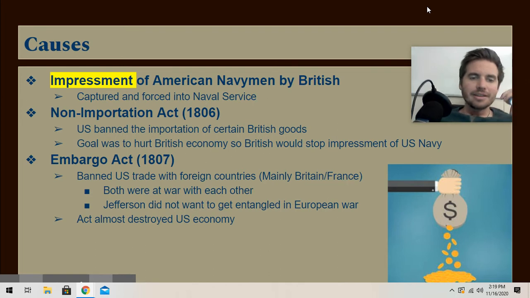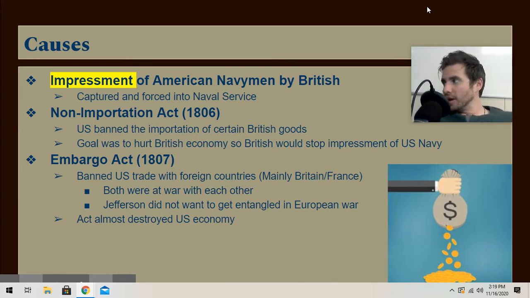So the Embargo Act of 1807, what it did is it banned U.S. trade with foreign countries, mainly Britain and France, because that is the main two trading partners of the United States. But again, you see with foreign countries. So this is also Italy, this is Spain, this is Portugal, this is some Northern African countries. So this is going to have a very large effect.